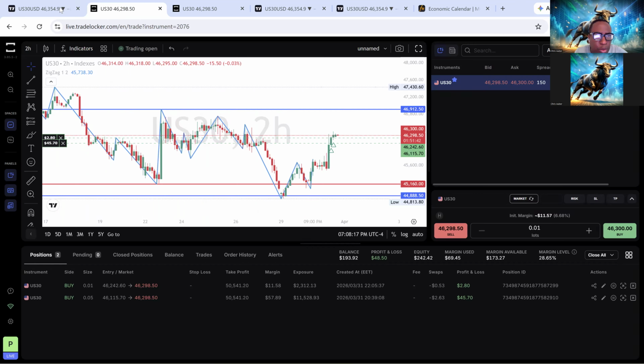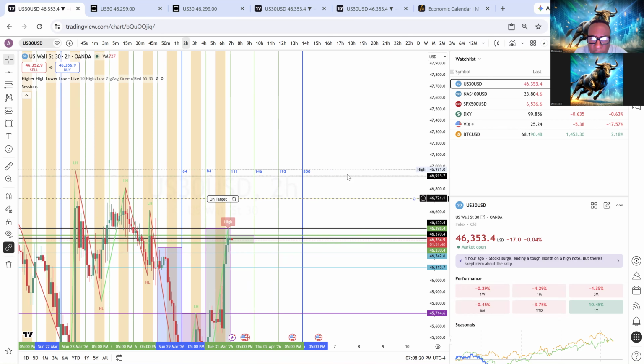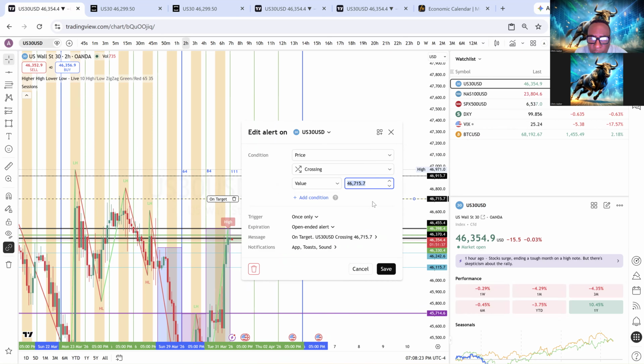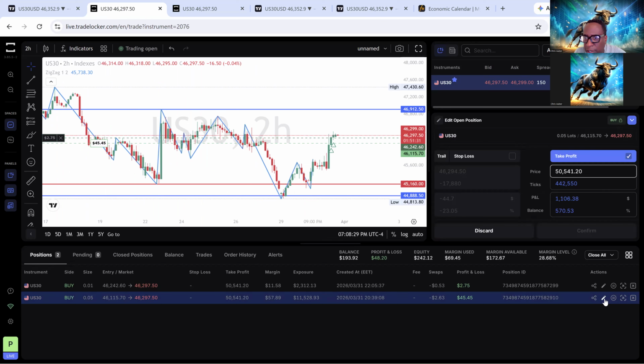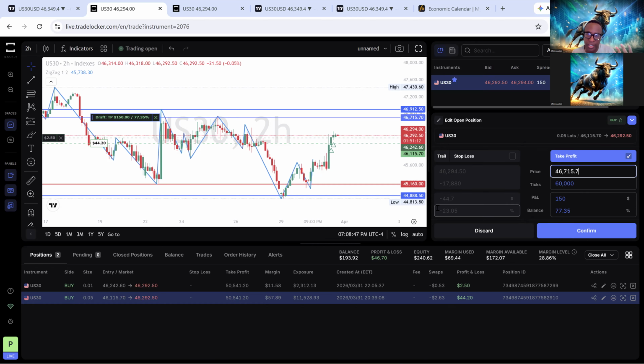Let's see if we used this number here, 46,715.7. And I can just run a scenario here just to know where my TP would be. So if I put that number right there, I'd be making $150. All right, that would be enough to bring me back on target for both days. So I can make the 400%. I'm sorry, the 300% on my account that I started out saying that I wanted to do.